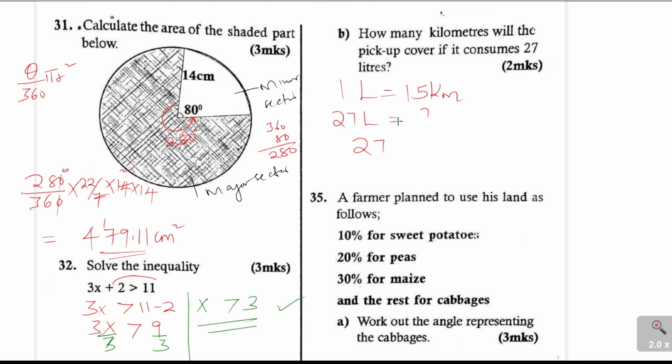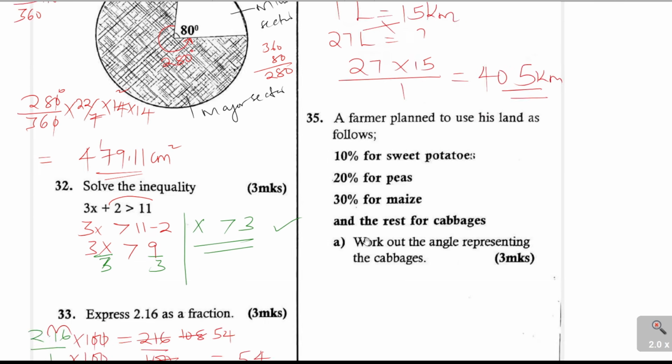So you just cross multiply, 27 times 15, everything divided by 1. So 27 times 15, that is 405 kilometers. That is how we're supposed to do that.